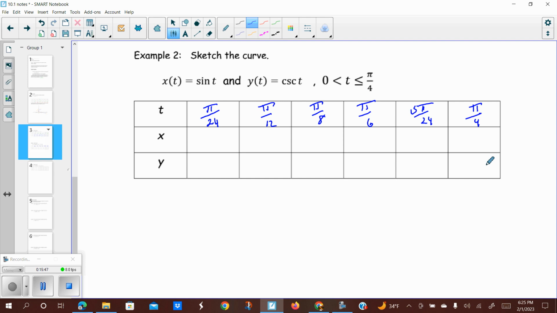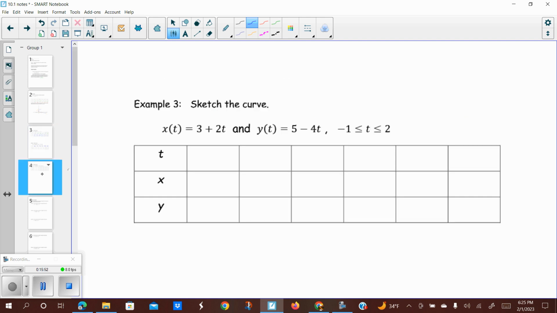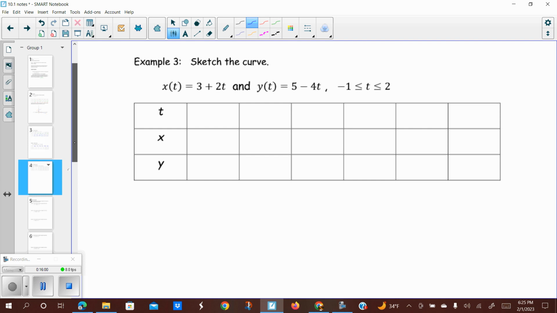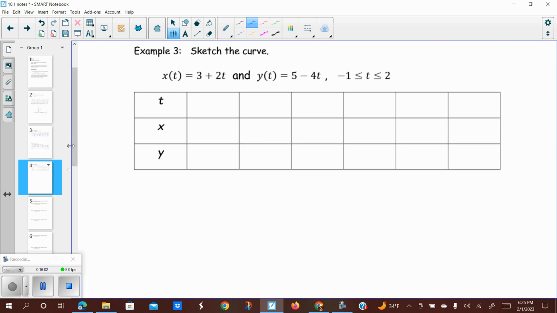All right, let's do one where we actually will sketch the curve. Example 3. And this will be our last example for this video, and then we'll come back with a second video, and that will be the lesson. So let's sketch this curve. I've got x equals 3 plus 2t and y of t equals 5 minus 4t, both of which are linear. So it'll be interesting to see what this one forms.